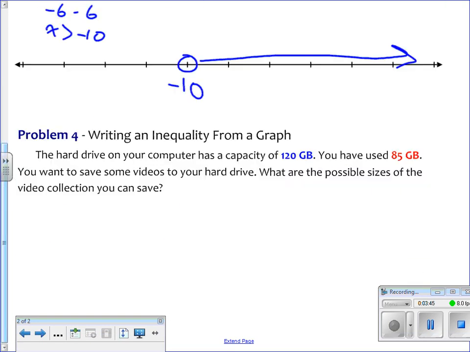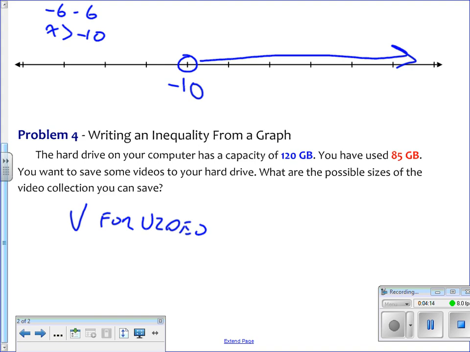Problem number 4, writing an inequality from a graph. A hard drive on your computer has a capacity of 120 gigs. You have used 85 gigabytes. You want to save some videos to your hard drive. What are the possible sizes of the video collection you can save? So we're going to use V for video. And I don't want to write an equation.